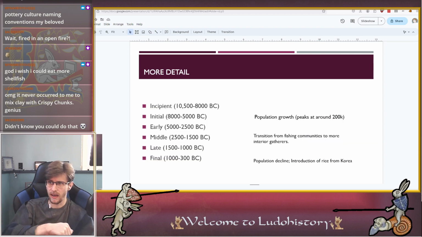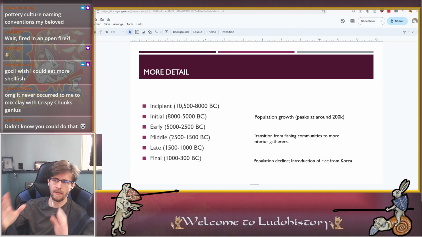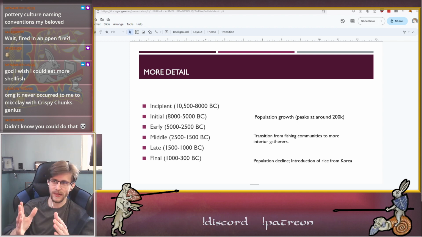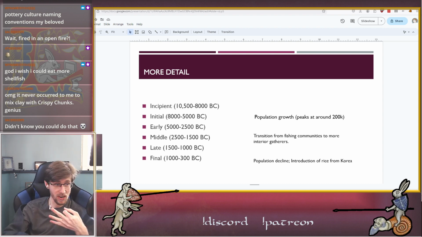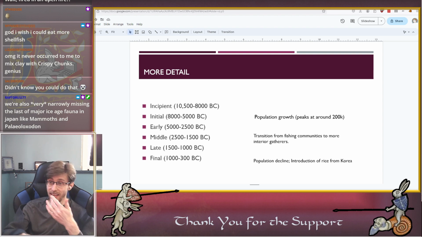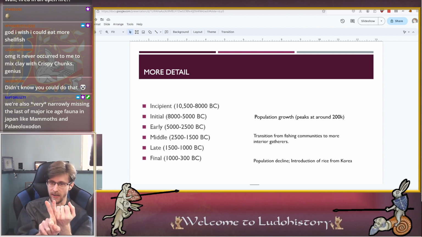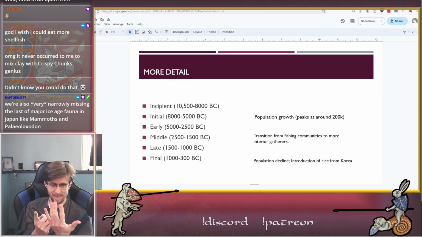Let's get a more detailed breakdown, though, because there is a really stable, well-agreed on, and stupidly named chronology for the Jomon period. We have the incipient, the initial, the early, the middle, the late, and the final. And I'm sure these make more sense in Japanese, but it sounds like the very, very early, the very early, the early, the not early, the late, and the later than late. Thank you. Real descriptive, y'all.